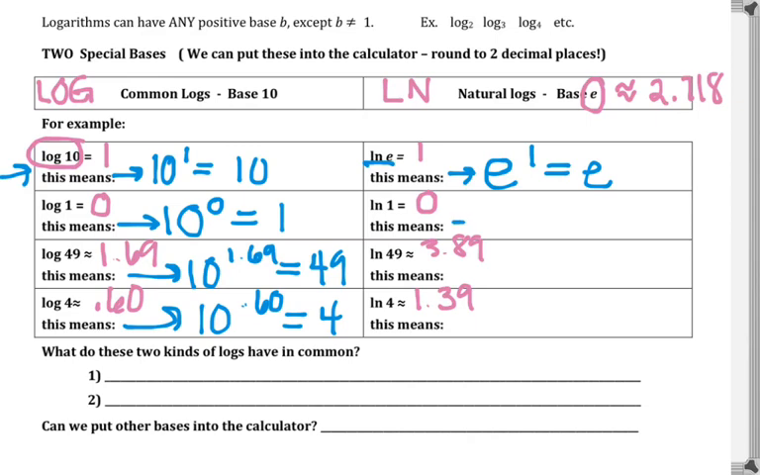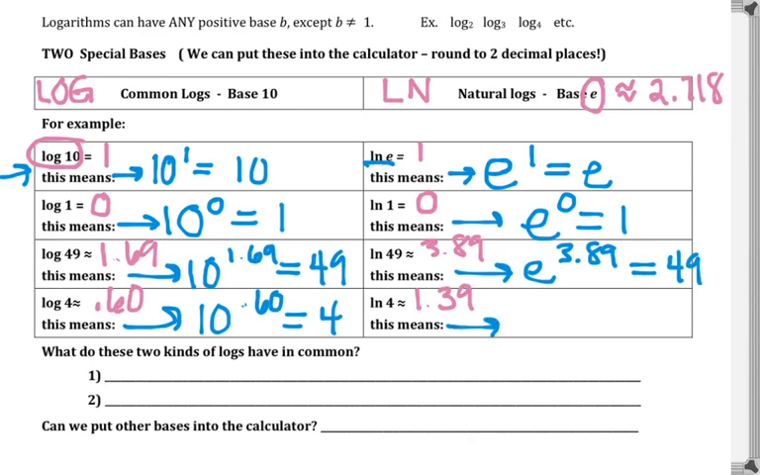The base on this one, since it's still a natural log, is still E. What's the exponent on this one, though? E to the 0 is equal to 1. This one, E raised to the 3.89 is equal to 49. And for the last one, what's the base for that one? E is the base. What's the exponent? E to the 1.39 equals about 4. Good.